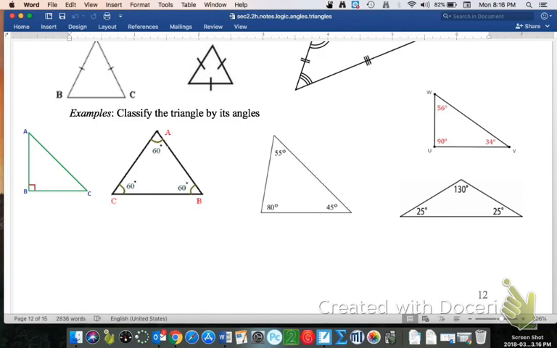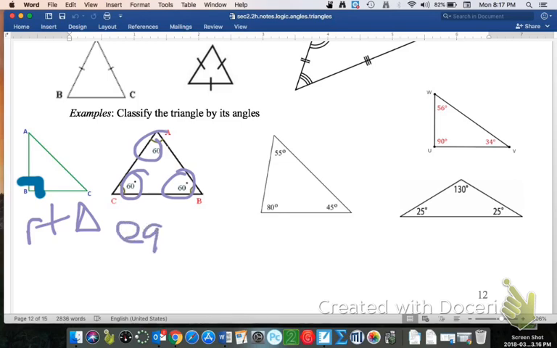Okay, so if we're looking at classifying these triangles by their angles, we want to look at the first one. Notice the first one we have the box, which means that it's going to be a right angle, which means that this one has to be a right triangle. Okay. If we look at this, notice all 3 are the same value. When all 3 angles are the same, we call it equiangular.